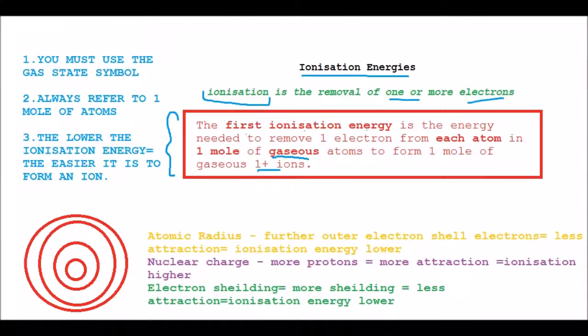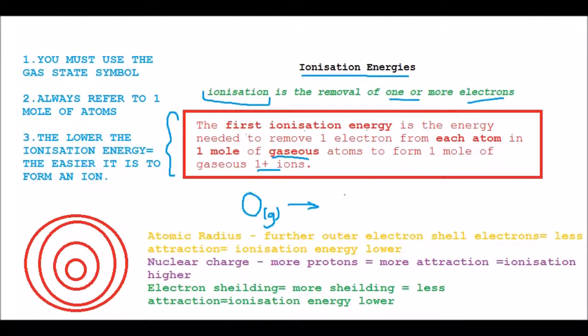So we're going to move on to trying to show what a first ionisation energy equation would look like, and we'll do oxygen. So oxygen, you would write the symbol for oxygen, which is O obviously, and then you would write g as its state symbol, because it specifies here that it has to be gaseous in both scenarios. And then you would just draw an arrow.